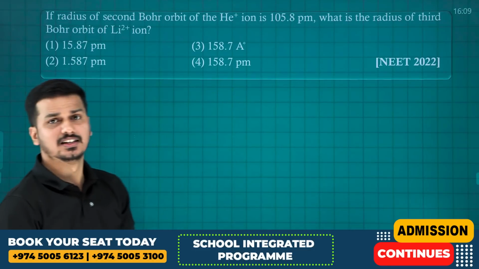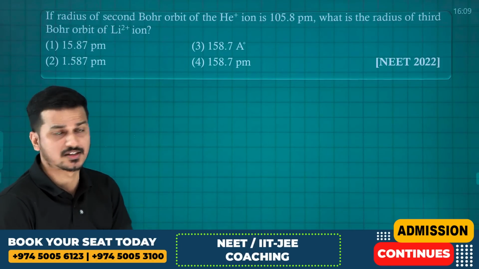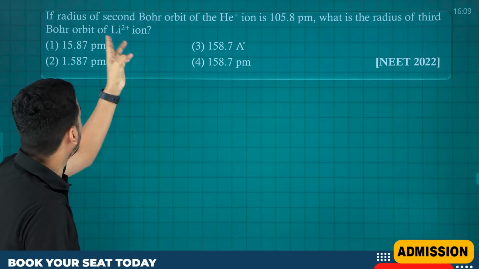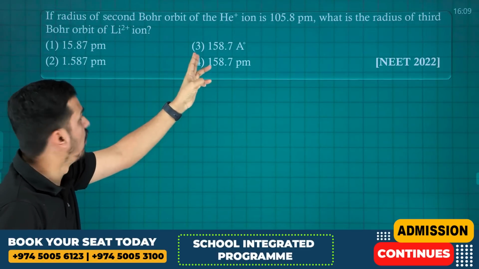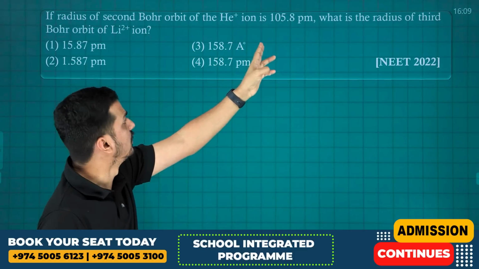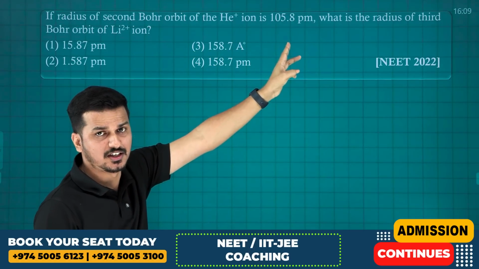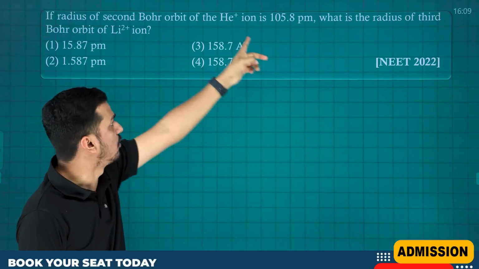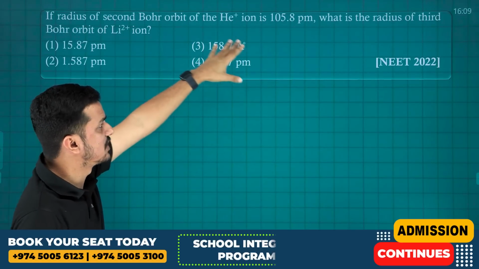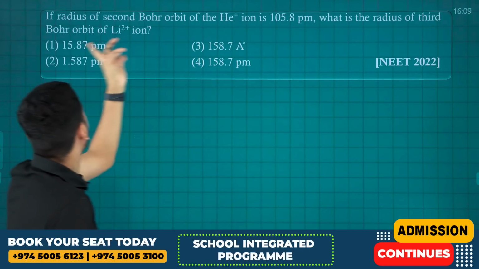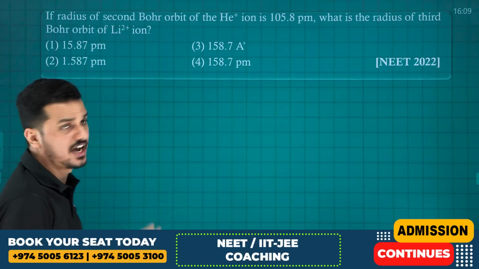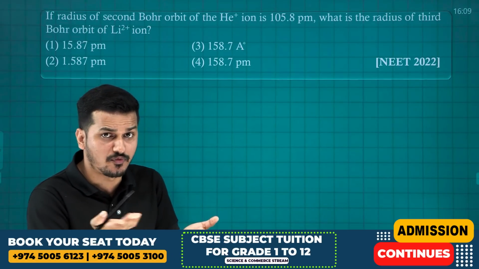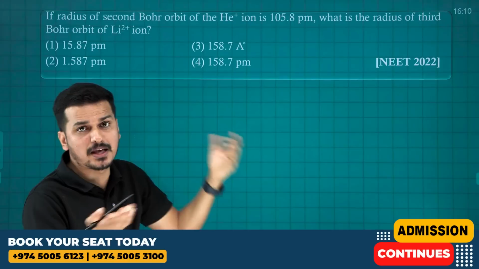Next question, guys. In 2022 NEET they asked this question. See here: if the radius of the second Bohr orbit of the helium plus ion is 105.8, what is the radius of the third Bohr orbit of lithium 2 plus ion? In 2024 they asked about energy. In 2022 they asked about the radius. So they are trying to compare the Bohr orbit radius of lithium 2 plus as well as helium plus.